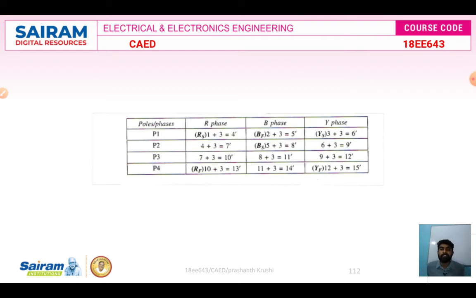P2 is 4 plus 3, 7 dash, 5 plus 3, 8 dash, 6 plus 3, 9 dash. And similarly, we have to make the P1, P2, P3 poles' conductors.